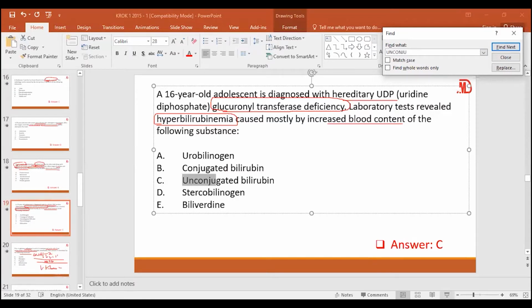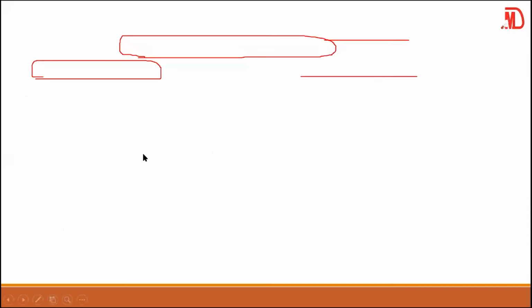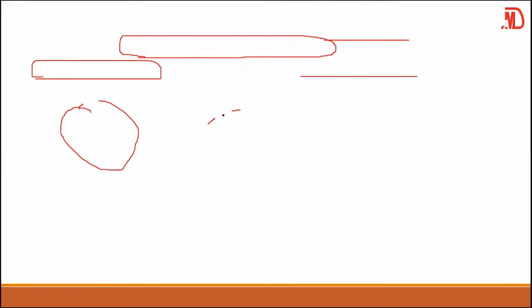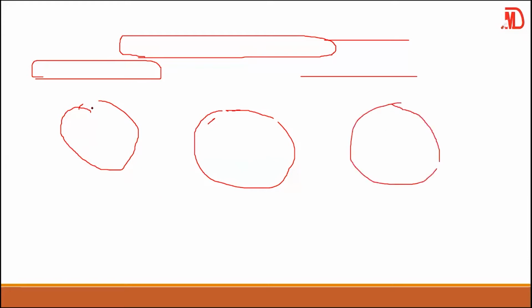Good. So now let's do some discussion. We have 3 types of jaundice, okay? So we have this first group of jaundice, second group of jaundice, and then the third group of jaundice. So just write here J1, J2, and then J3. Good.